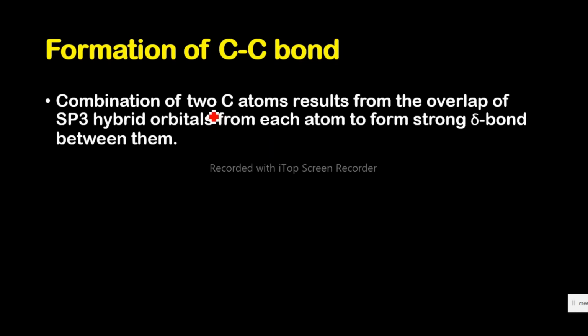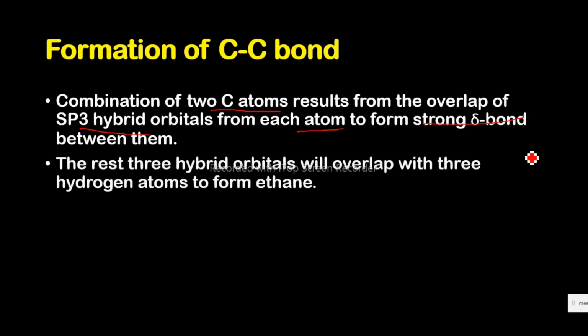So the combination of the two carbon atoms results from the overlap of sp3 orbitals from each of the carbon atoms to form that strong carbon-carbon sigma bond. As long as you know the concept of hybridization, then you can explain anything. So the rest of the three hybrid orbitals will overlap with the three hydrogen atoms to form your ethane. And the illustration is there.